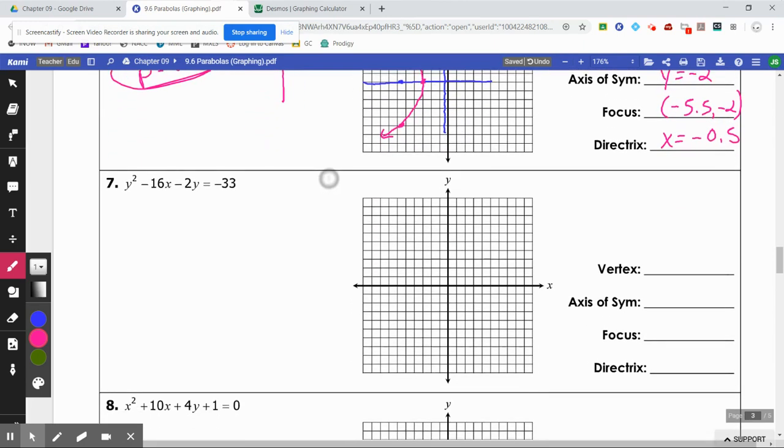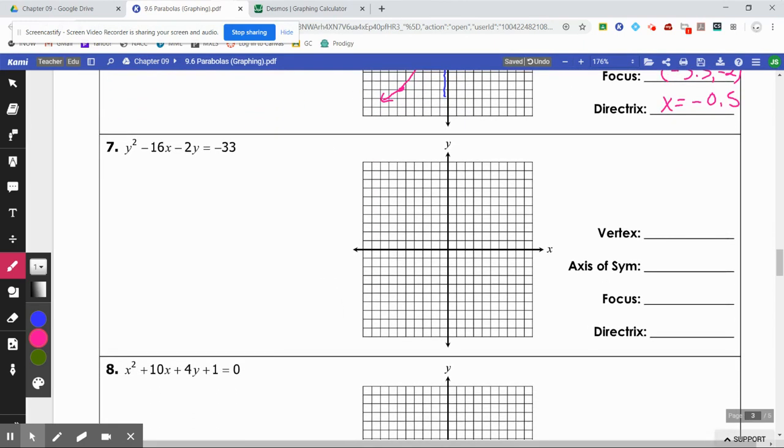Number 7. Got a couple more problems. Now these, we're getting into a little bit more difficult ones. I've got y squared and y stuff. We're going to have to do some completing the square here. I've got x stuff, but I don't have x squared stuff. If I had x squared stuff, it wouldn't even be a parabola. So what I'm going to do, I'm going to move my minus 16x over, and I'm going to group my y stuff. y squared minus 2y equals minus 16x turns into 16x minus 33.